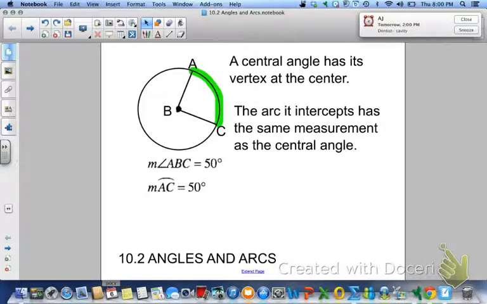So when I tell you that this angle right here, ABC, is 50 degrees, you also know that the arc itself, AC, is also 50 degrees.